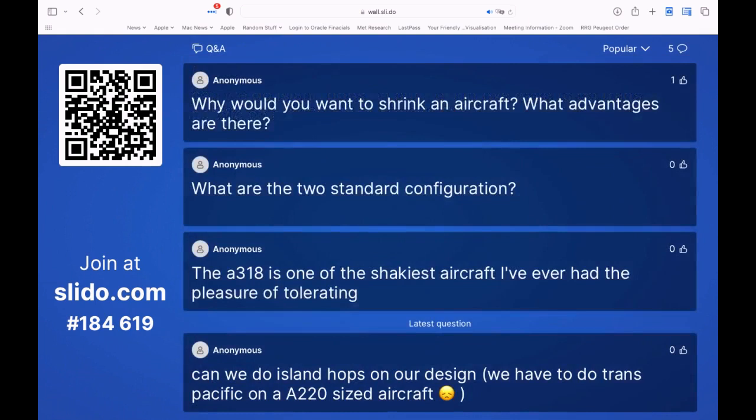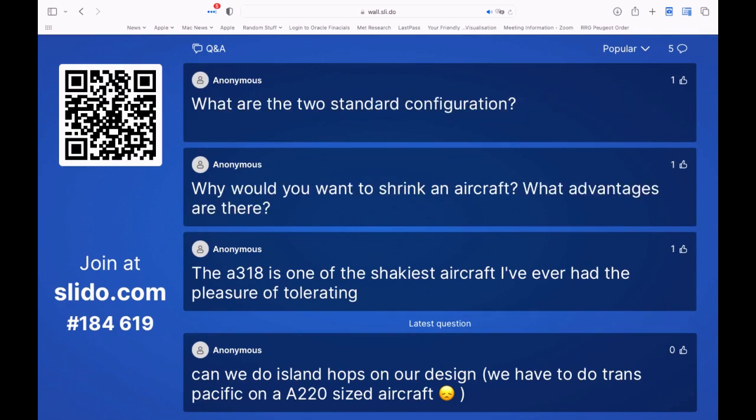so Q&A, why would you want to shrink an aircraft? What advantages are there? It allows you to serve longer distances with the same design. The 737 SP is the best, that really goofy looking one. The A330-200 is probably the most successful one. What are the two standard configurations? That's wings on the with engines underneath and the like. I think we answered that. A318 is one of the, is that shakiest? I'm not quite sure what that is.